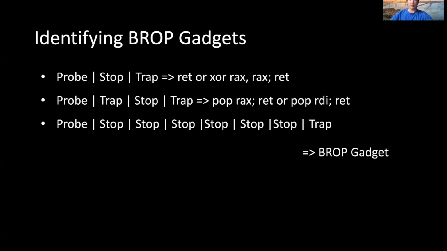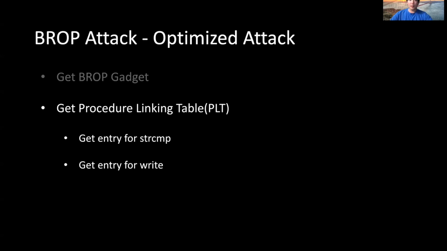In order to find the BROP gadget, we can utilize the gadget-identifying techniques from previous slides. If we order the stack as probe, stop, traps, and so on, we can find gadgets like return or XOR RAX, return. If we place probe, 6 stops and a trap, we can now identify the BROP gadget. We have identified the BROP gadget now, and we can move on to finding the PLT.